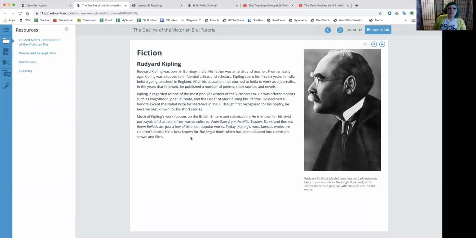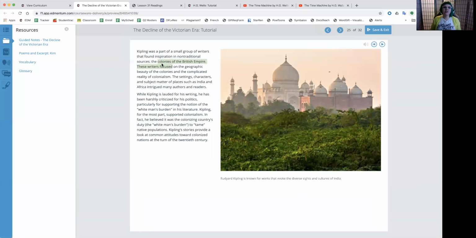Additionally, much of his work focuses on the British Empire and colonization, and India is the largest country that once was a British colony. So those are some reasons he might have set it in India. Additionally, he found inspiration in the colonial empire that the British had built. Again, India is a big part of that. It is also a very beautiful country. So that's just some of the reasons right there, on slides 24 and 25 in the tutorial.